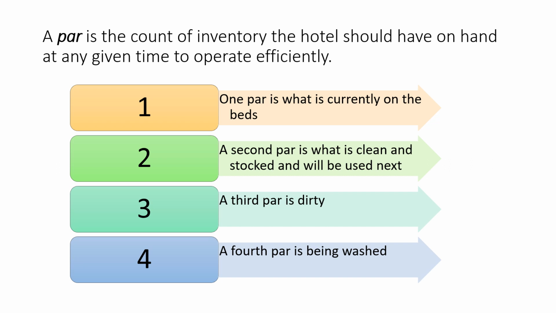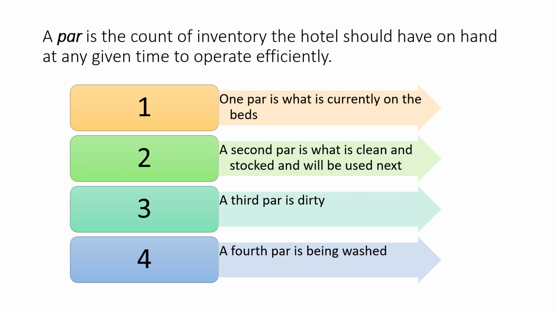Let's quickly review par levels. Remember, par is the count of inventory the hotel should have on hand at any given time to efficiently operate. Think of it as 1 par equals 1 level of output at the maximum occupancy. So if your hotel has 100 beds, you will need 100 sets of sheets to fully outfit the hotel at 100% occupancy. So how many pars should a hotel have for linen and terry? The answer is 4.